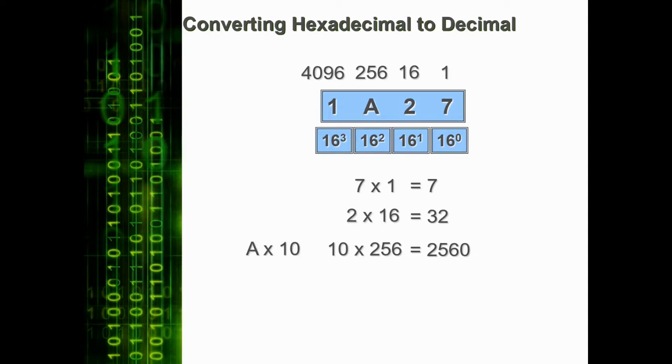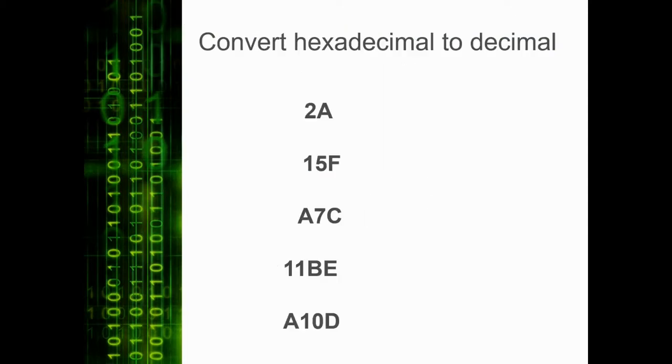There is a 1 in the fourth place, thank goodness. The fourth place represents 4,096. So we have one group of 4,096. Add all of these values together, and we see that 1A27 in hexadecimal represents 6,695. So pause your video and convert these hexadecimal values to decimal numbers.